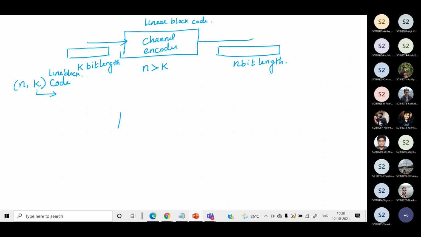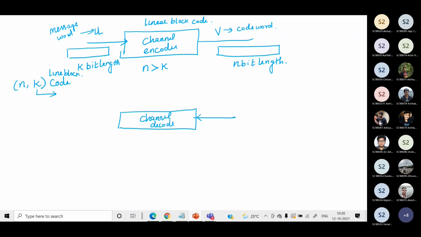Before that, we will design the channel decoder. Here we take the input of length k bits as U. This U we call the message word. For the code word I am using the letter V. R will be the received word.